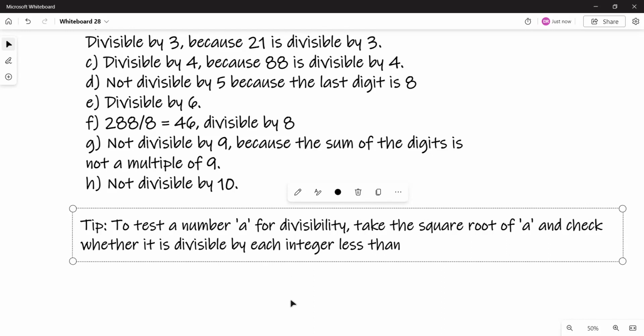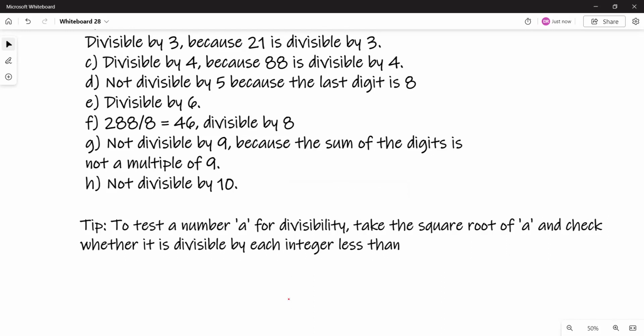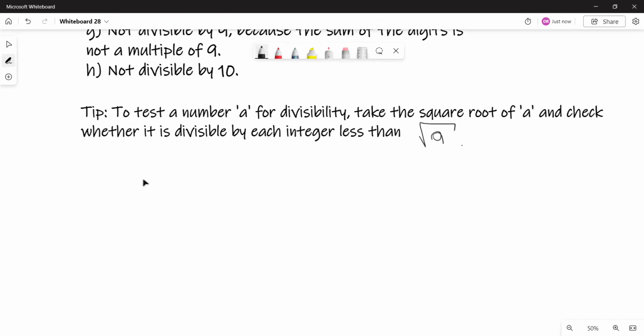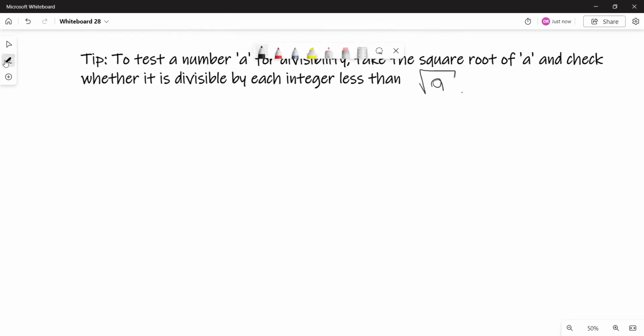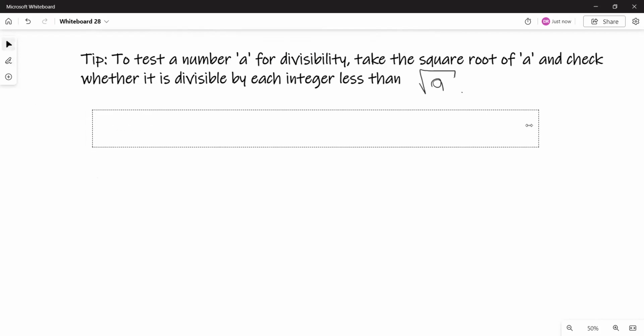Okay, so I'm just going to write like this: whether it is divisible by the square root of A. Okay, for example, we're going to use that to find all the divisors of 91.